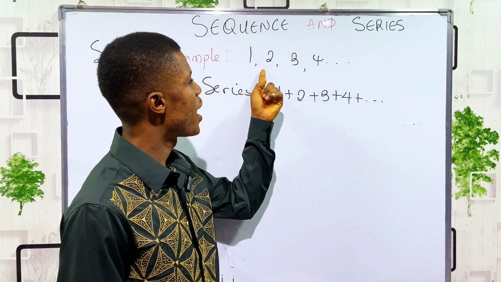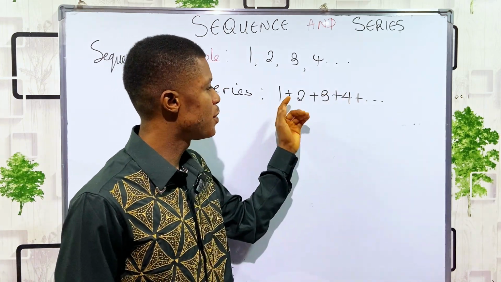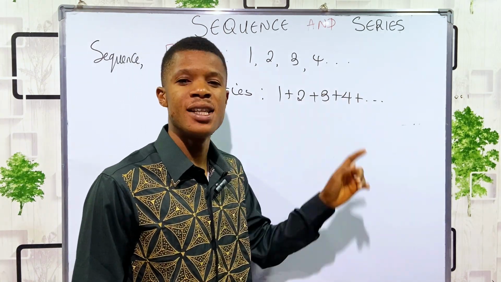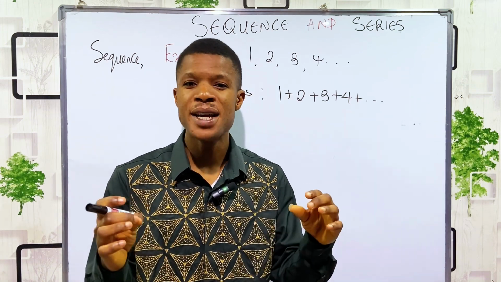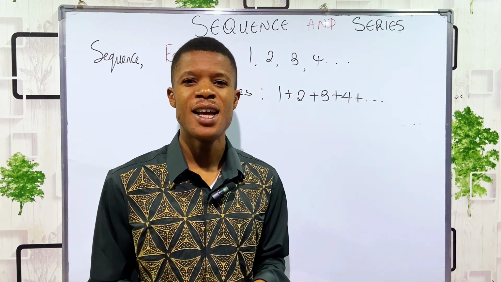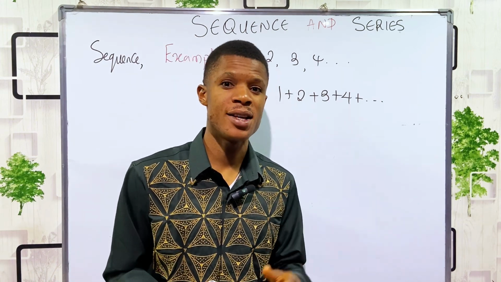Do you observe one thing? In sequence, we have a comma that is separating the numbers, but in series, we have a plus that is separating them. So since we've understood the basics of sequence and series, let's go to a simple example to explain more on the sequence and the series.